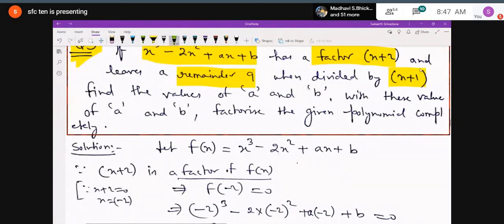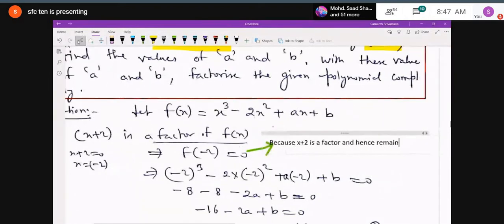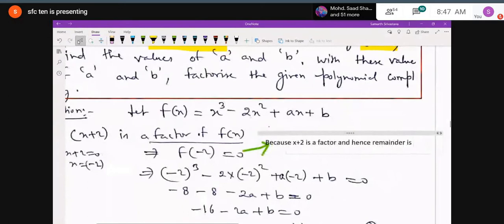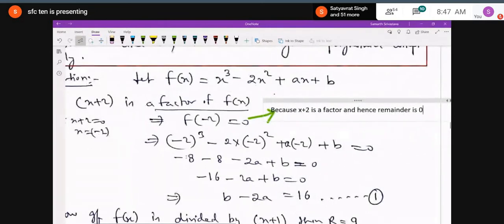That means on substituting x plus 2 equal to 0, that is x is equal to minus 2, the value of the function at x equal to minus 2 will be 0, because x plus 2 is a factor. So I have substituted this value, that is x is equal to minus 2, and after solving minus 2 cube minus 2 into 2 square plus a into minus 2 plus b equal to 0, I have got one equation in a and b, that is b minus 2a equal to 16. This is the first equation because x plus 2 is given as a factor, so I have equated f of minus 2 equal to 0.